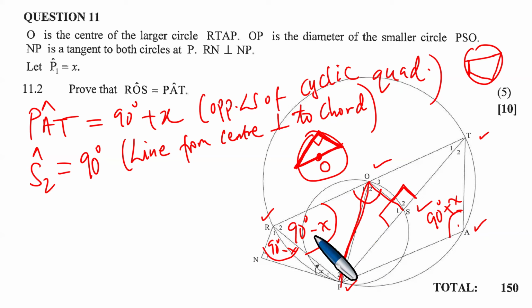Now, there are a couple of things you can say. For example, about the fact that S2 equals 90 degrees. S2 equals 90 degrees because we said a line from the center that is perpendicular to a chord. So it is most certainly one valid reason.